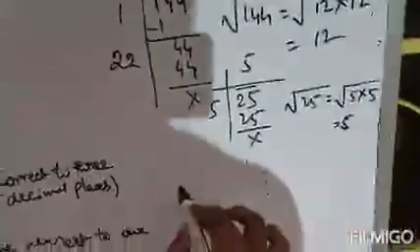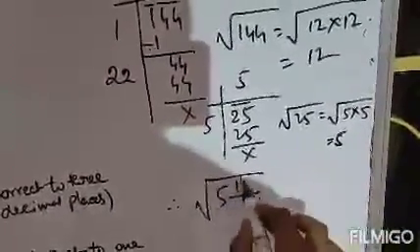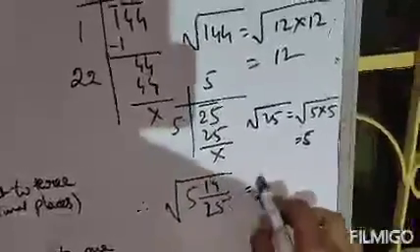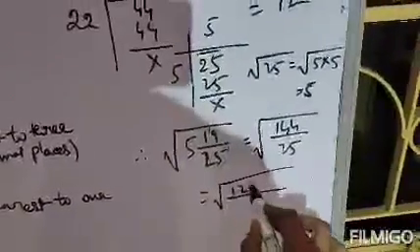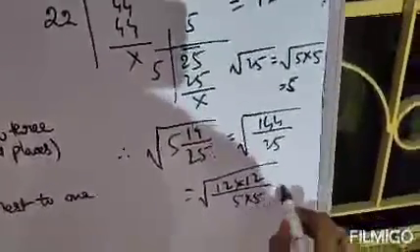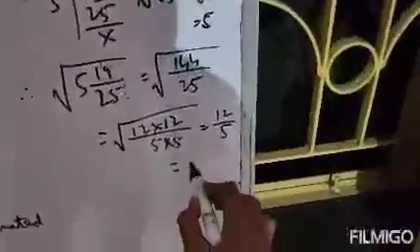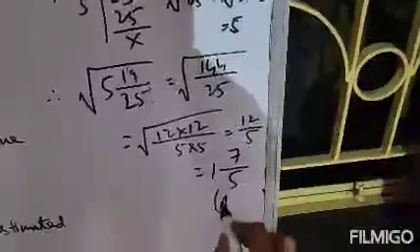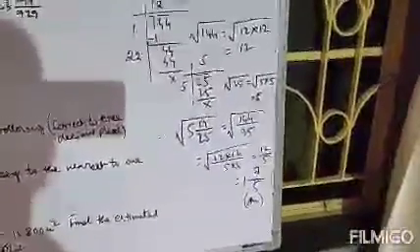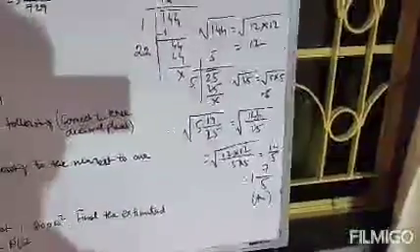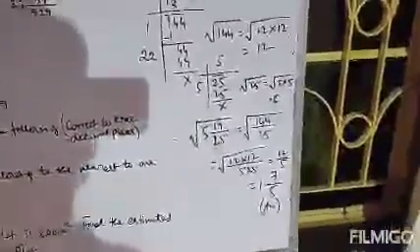That means you can write 5 upon 19 by 25, that means 144 by 25. That means you will write 12 into 12 by 5 into 5, that means 12 by 5. Now convert this into an improper fraction. This is 1, 7 by 5. So this is your answer. Clear? 144 square root 12 and 25 square root 5. Now convert it into an improper fraction. So 5 ones are 5, 7. So the answer is 1 upon 7 by 5. Clear? So this question is complete.